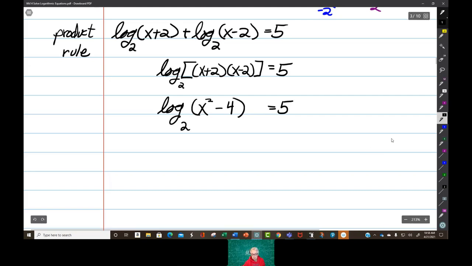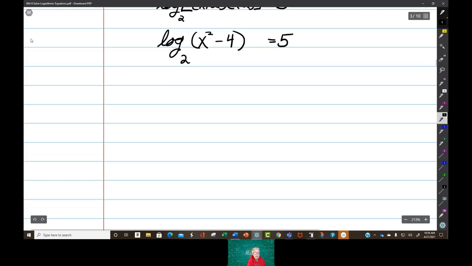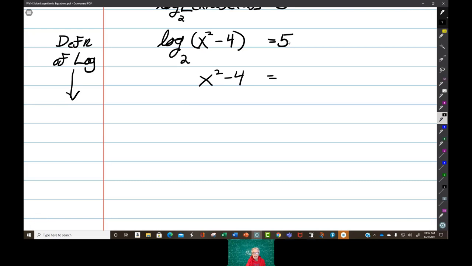Okay, now we use the definition of a logarithm. Actually, I should have put that one lower. All right, x squared minus 4, I'll put it up here. It's like interior decorating. No, I want to move the chair over there. Two raised to the fifth power. So you put that in your calculator. Or if you've been doing math for a long time, there's no way to not memorize it. It's 32.